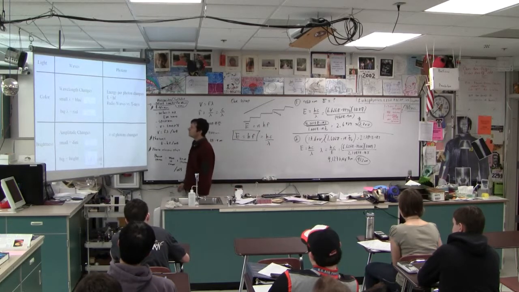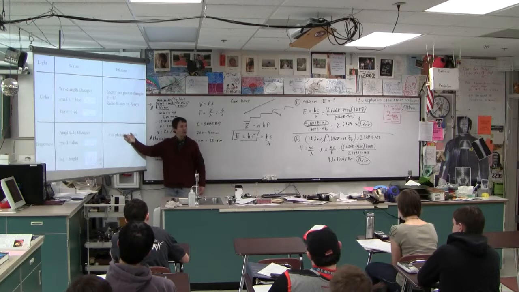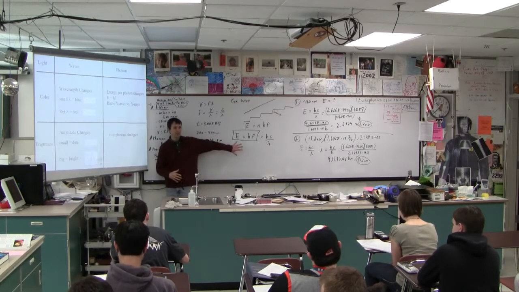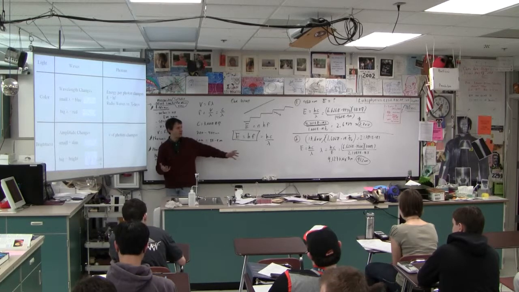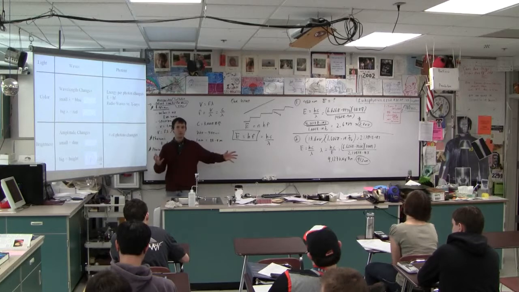Then brightness is simply not the energy per photon, it's just the number of photons. A bright light like that laser, the wattage was the brightness of the laser. And all you had to do, you didn't change the energy per photon.